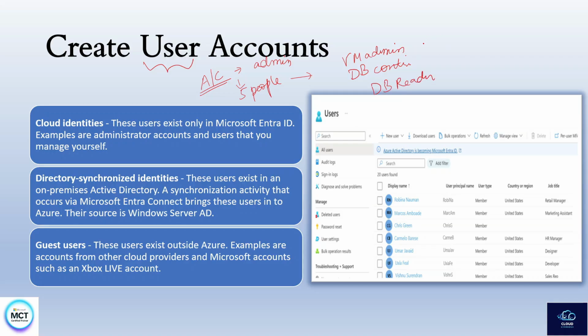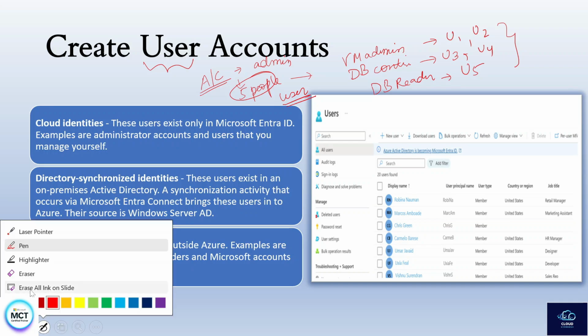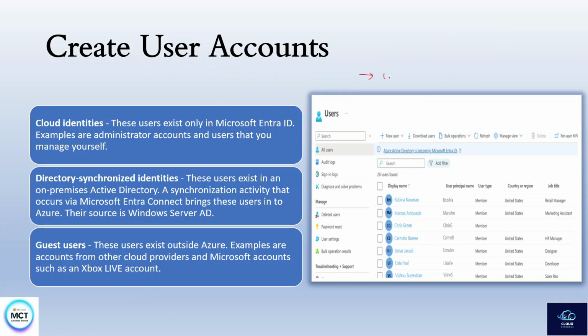So if I have 5 users, I will give user 1 and user 2 permission of VM admin, user 3 and user 4 permission to be a database contributor, and user 5 to be a database reader, so that they have the desired permissions and they can do certain tasks within the account. So for all those 5 people, first I will create user IDs, right? Whenever I create user IDs, they will have a username and a password. And for the first time when they sign in with the username and password, they will be required for a password reset.